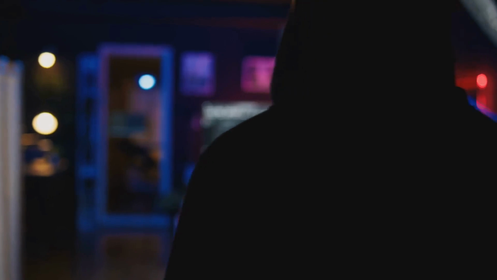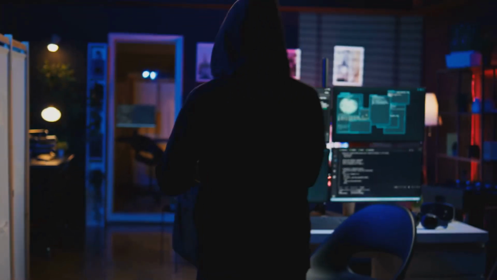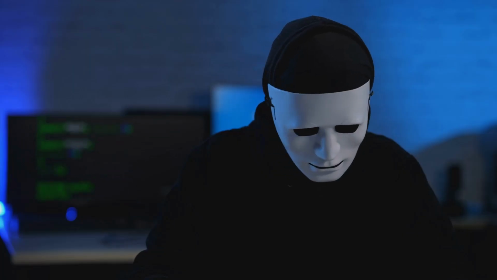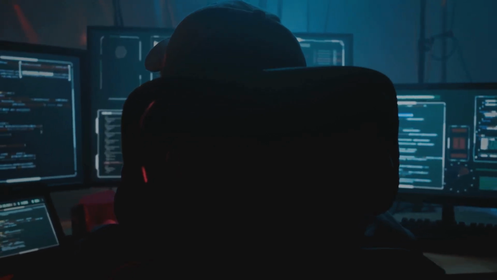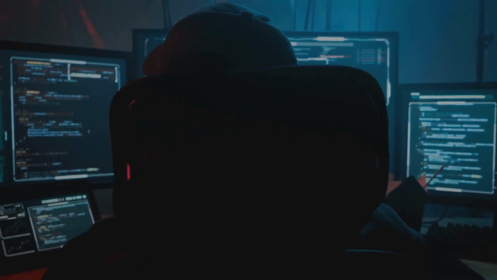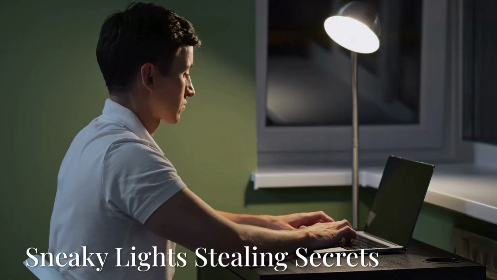These attacks might sound like something out of a spy movie, but they're very real. And just like in those movies, the stakes are high, so buckle up as we uncover the fascinating, albeit slightly terrifying world of offline data theft.